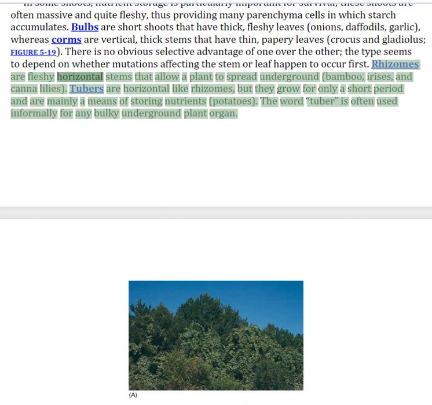Rhizomes are fleshy horizontal stems that allow a plant to spread underground. Tubers are horizontal like rhizomes, but they grow for only a short period and are mainly a means of storing nutrients. The word tuber is often used informally for any bulky underground plant organ.